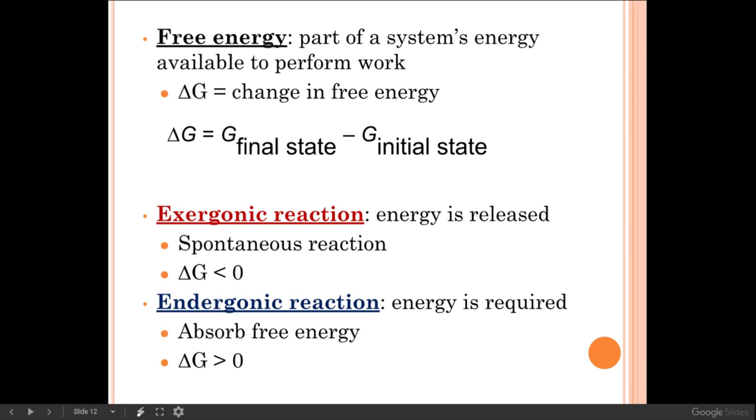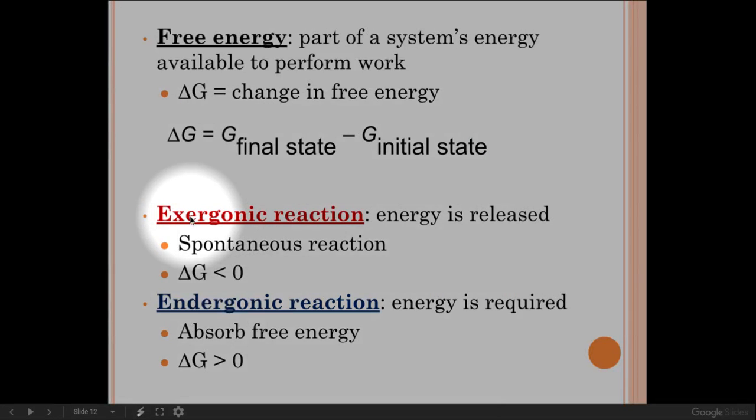So exergonic reactions are going to be negative delta Gs. Endergonic reactions are going to be positive delta Gs. Exergonic, exiting, energy is released. Endergonic, end meaning in, energy is being input into the system.